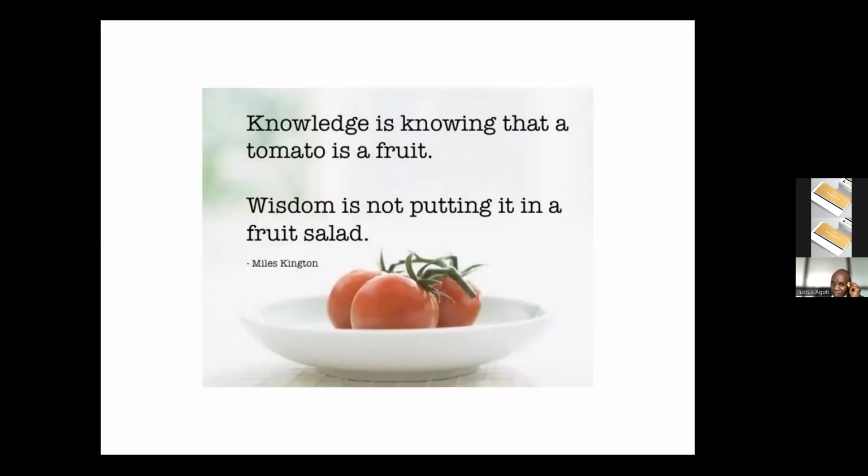There's a saying here by a gentleman by the name Miles Kington. He talks about knowledge is about knowing that a tomato is a fruit. And a lot of people know that a tomato is a fruit. And he's saying that wisdom is not putting a tomato in a fruit salad, although we know it's a fruit. So I'll be asking the audience why we don't put tomatoes in fruit salad.